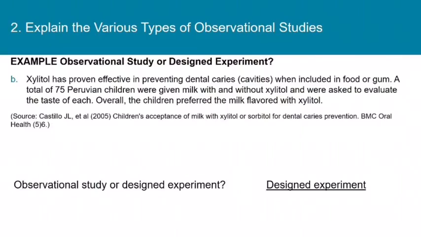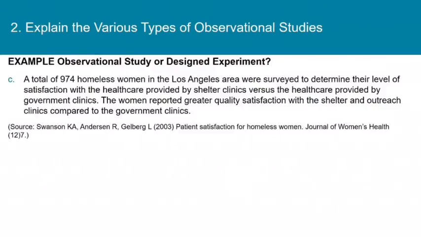And we're going to look at different types of designed experiments when we get over to the end of the chapter in section 1.6. So let's look at another situation. Here we have a total of 974 homeless women in the Los Angeles area who were surveyed to determine their level of satisfaction with the health care provided by shelter clinics versus the health care provided by government clinics. The women reported greater quality satisfaction with the shelter and outreach clinics compared to the government clinics.